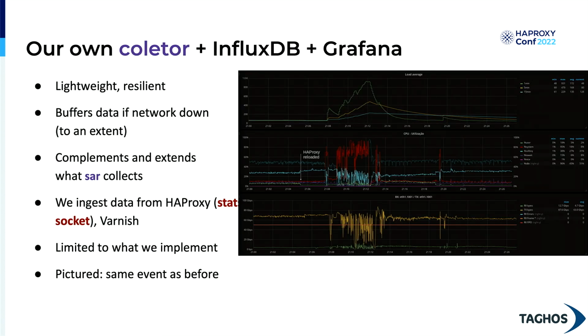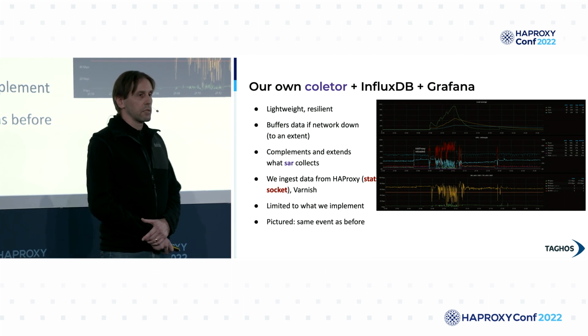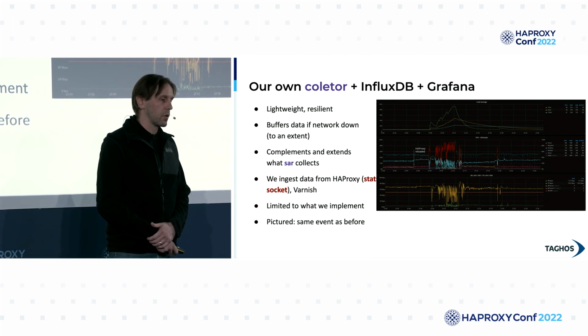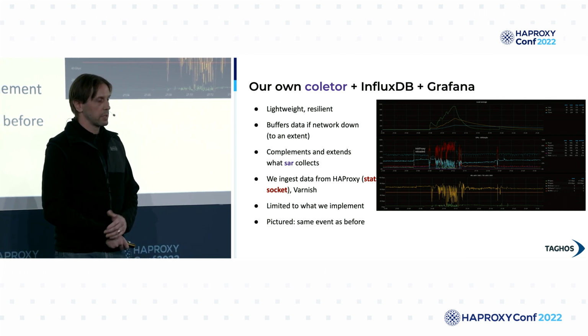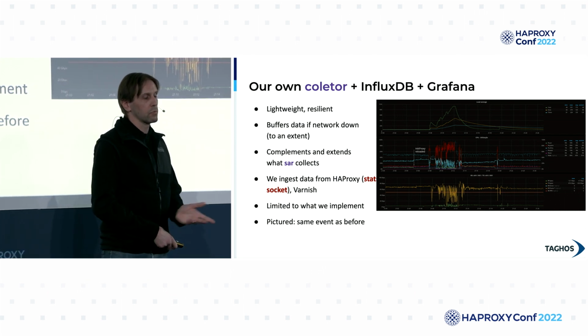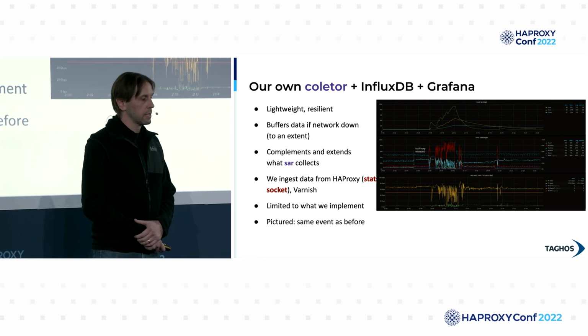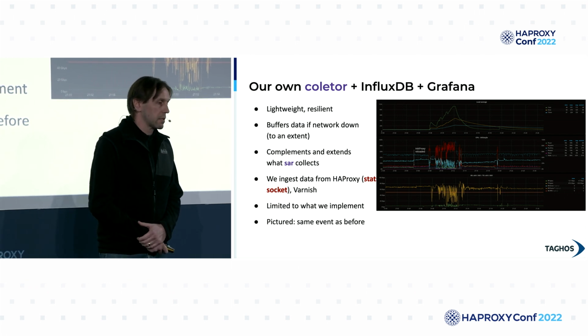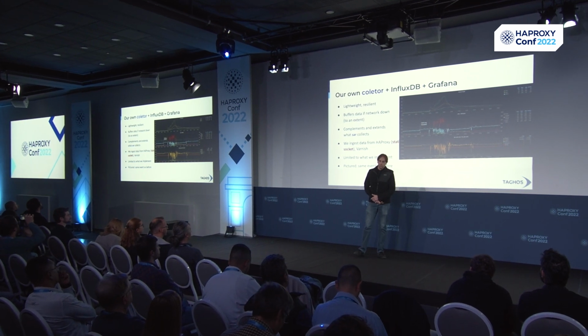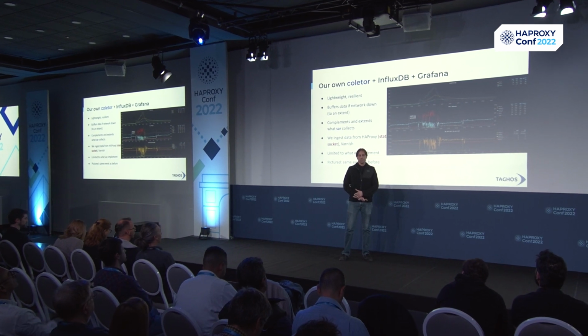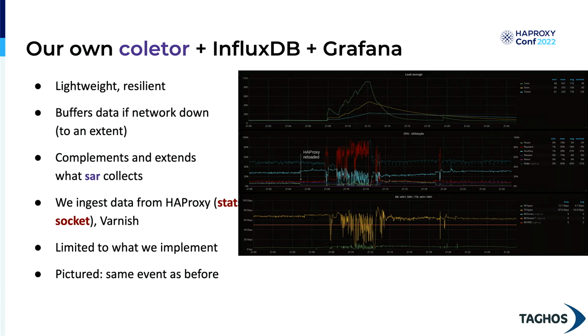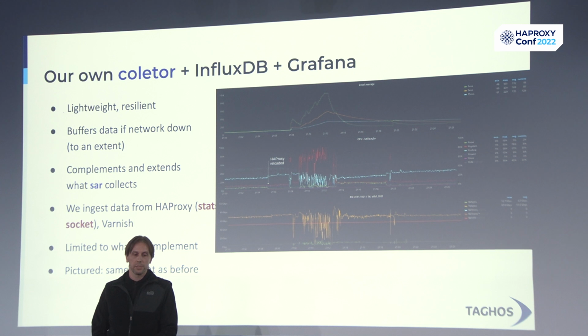For real-time analysis, we use InfluxDB and Grafana, which should still be a popular pair. But as a data source, we implemented our own data collector, which we call Coletor. It was designed to be very lightweight and resilient, and in particular to buffer data when there is a network outage, because once you have a 24/7 service, you are bound to have network outages.